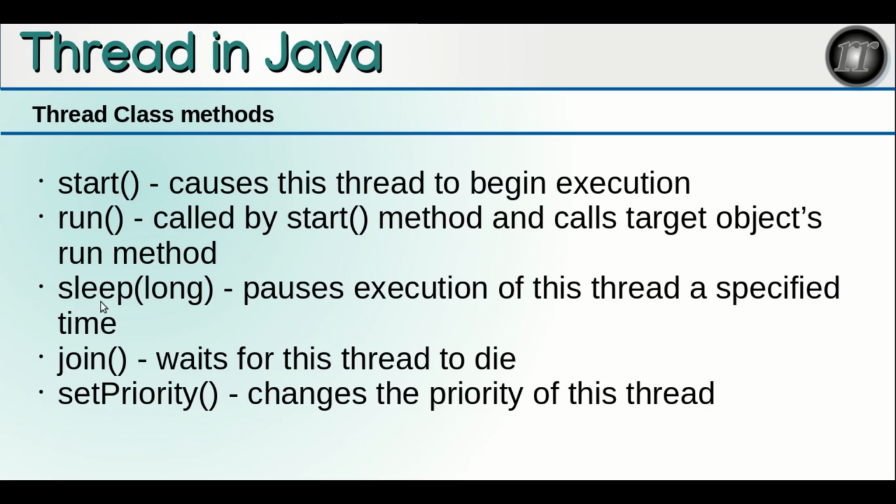There is another method, sleep. This pauses the execution of this thread for a specific time. There is another method, join, which guarantees that the thread on which the join method is called will have to complete its execution first before the parent thread. Another is setPriority, which is used for setting the priority of the thread.